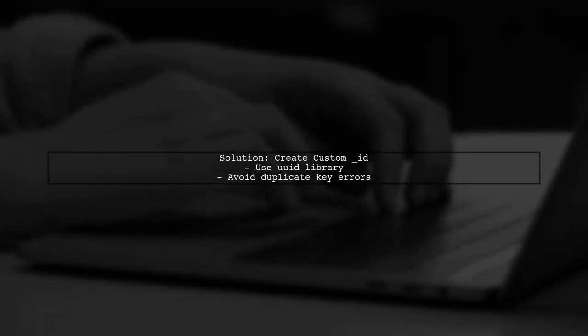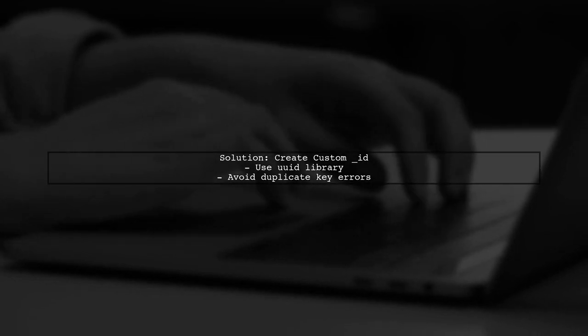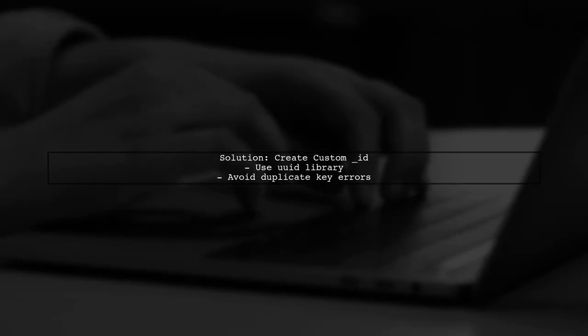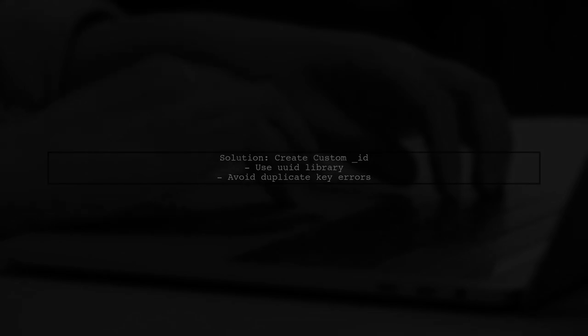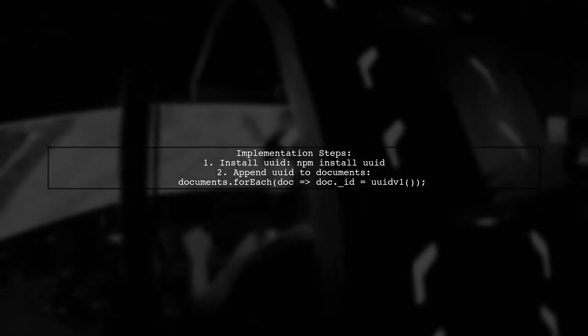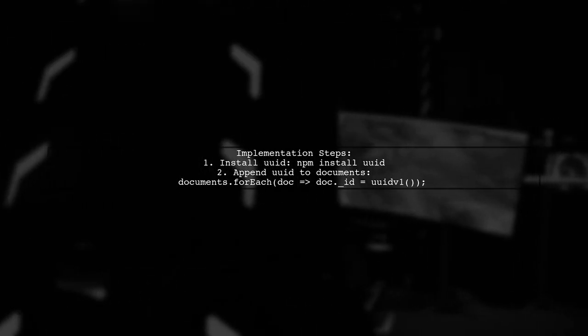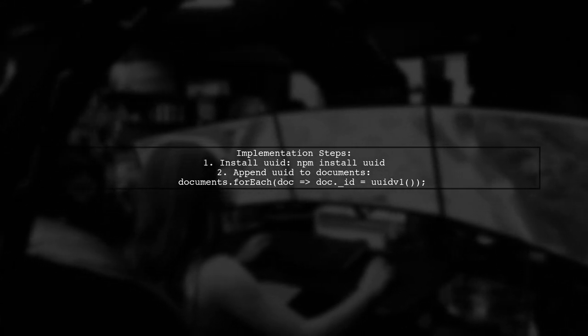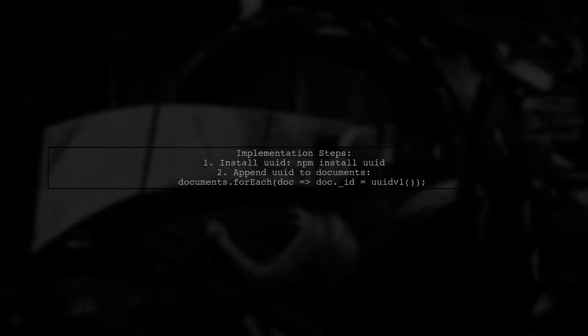To work around the error, they created their own ID field using the UUID library. This allowed them to avoid the duplicate key errors. They installed the UUID library and modified their documents by appending a unique UUID to each one. They hope this solution helps others facing the same issue.